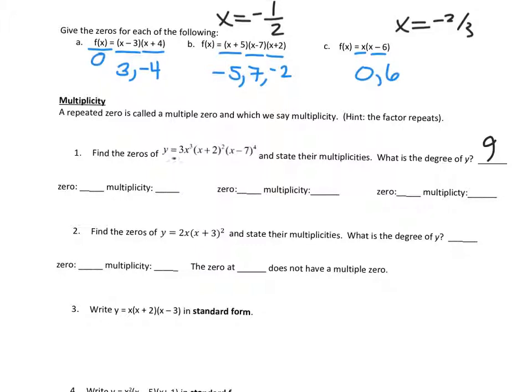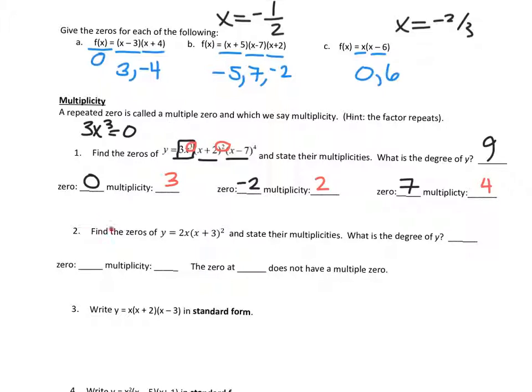Let's look at this zero first. If you set 3x cubed equal to 0, you're going to get 0. So 0 has a multiplicity of 3 because that's the exponent. If you set x plus 2 equal to 0, the zero would be -2, and the multiplicity is 2 because that's the exponent. And then x minus 7 equal to 0, the zero would be 7, and the multiplicity would be 4.